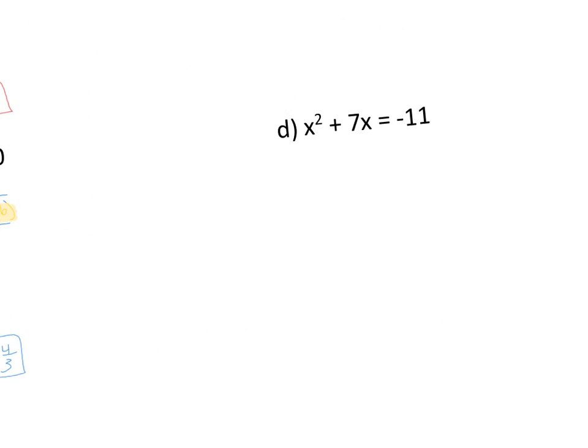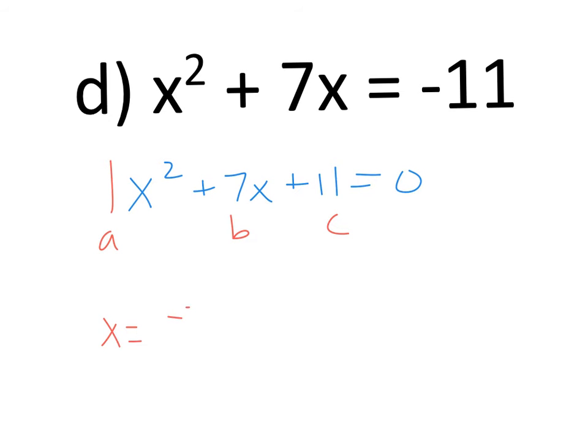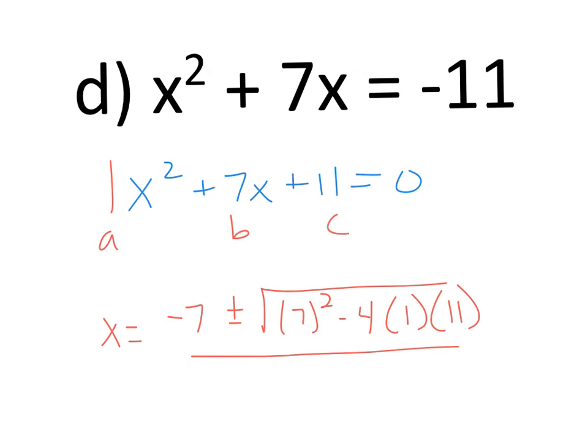Okay? All right, on D here, so let's go ahead and again set it equal to 0. Let's add the 11 over to the other side. So I've got x squared plus 7x plus 11 equals 0. All right, so my a value is 1, b is 7, and c is 11. So I've got x equals negative 7, or the opposite of 7. So it would be negative 7 plus or minus 7 squared, b squared, minus 4 times a, which is 1, times c, which is 11, all over 2 times 1.